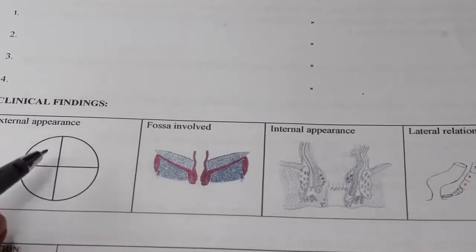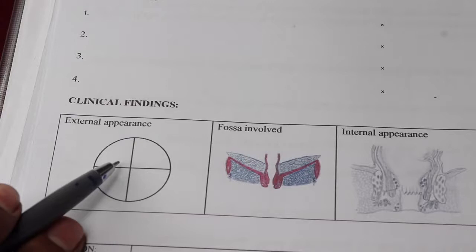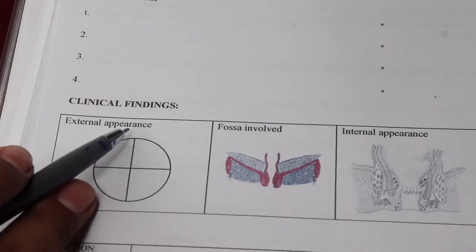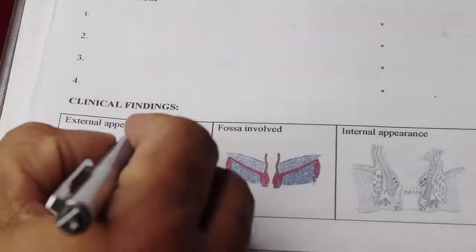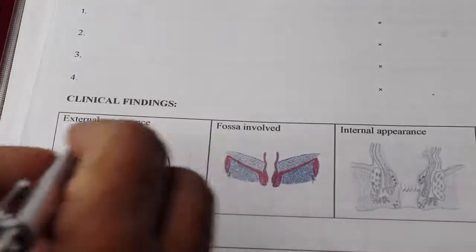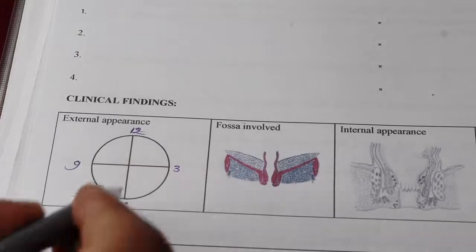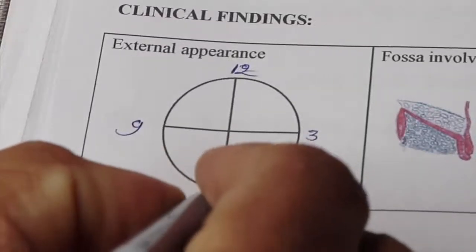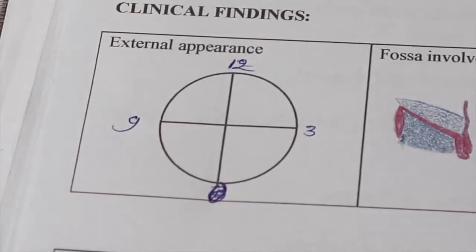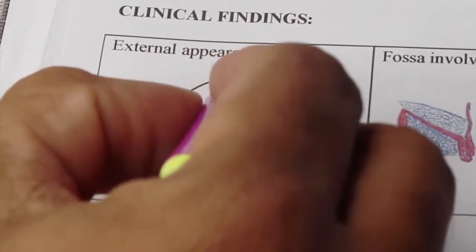Here the first diagram gives some information about the external appearance. For example, this is the 12 o'clock position, this is the 6 o'clock position, and this comes 3 and 9. If the patient is suffering from a sentinel tag at 6 o'clock, we can mark it like this. And if the patient is suffering from a fissure at 12 o'clock, then we can mark it like this.